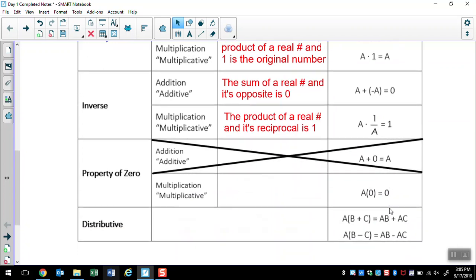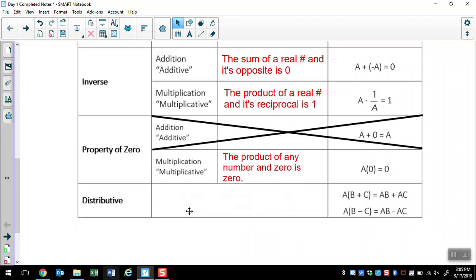All right, then we go down to the property of 0. So you guys don't have this part. It was fixed on yours. On mine, it was not. So the multiplicative property of 0 just states that the product of any number and 0 equals 0. So we know that. Sometimes it's just a matter of coming up with the name of it. So anytime you multiply a number by 0, the answer is 0.